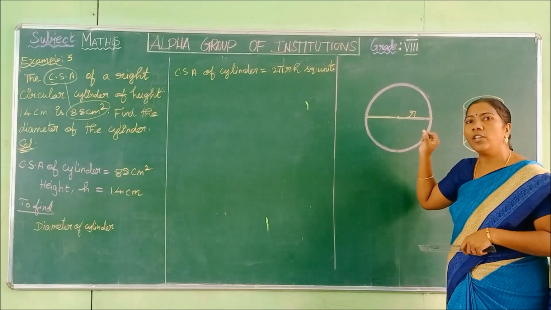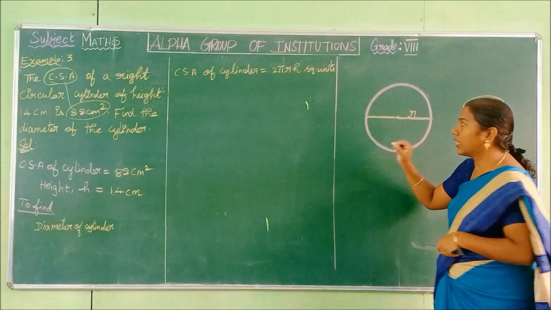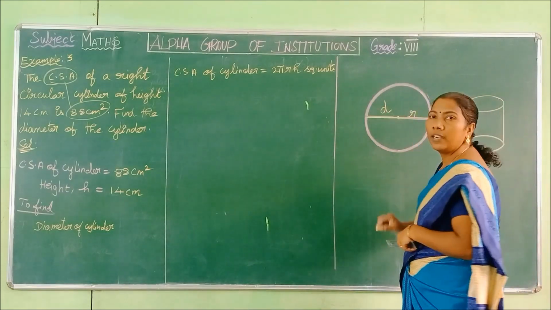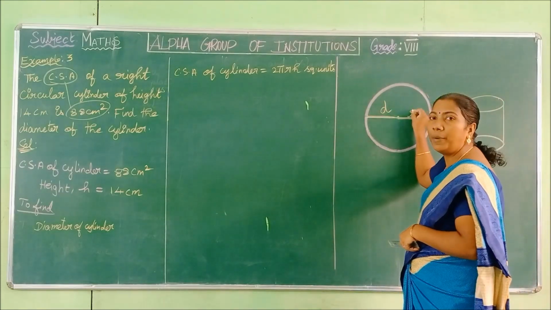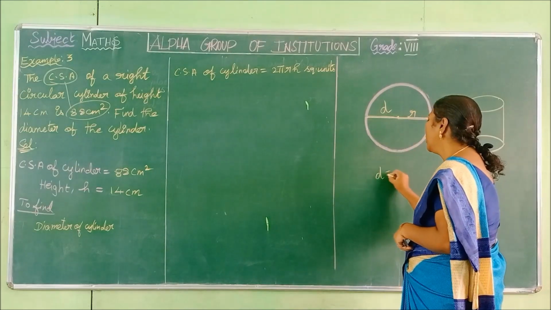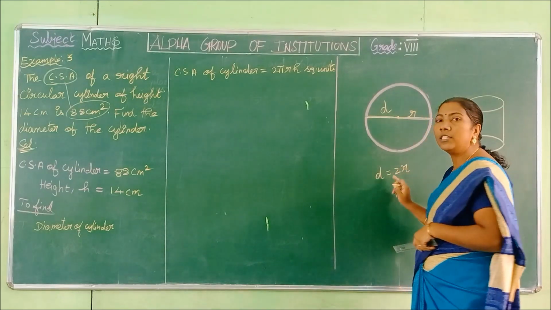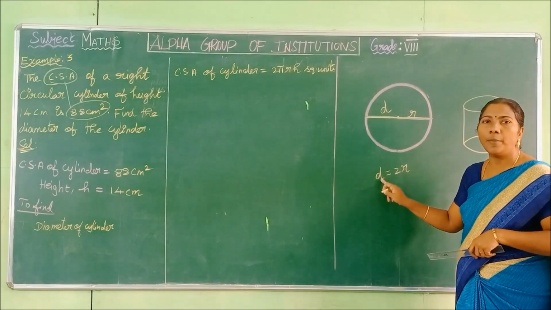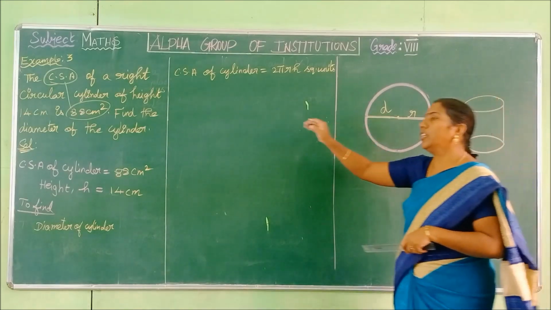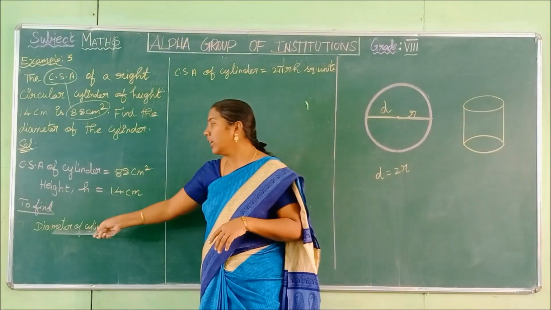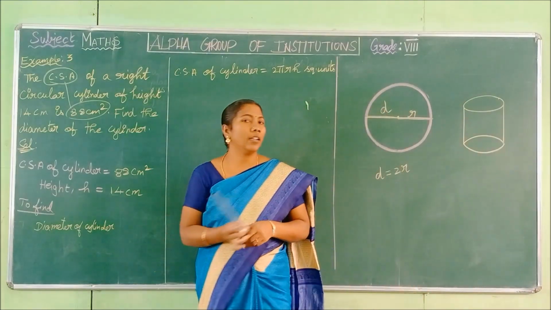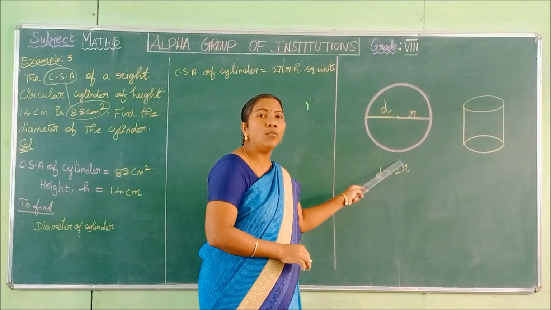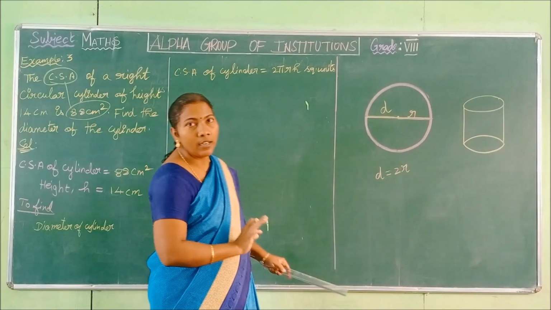What is the letter we are using to represent the diameter of the circle? Yes, small letter d. What is the relation between the diameter and the radius? Diameter equal to 2r. That is 2 times of radius gives diameter. Do you understand, children? So in this question we are going to find the diameter of the cylinder. It means we have to find the value of 2r. Do you understand? It's clear?